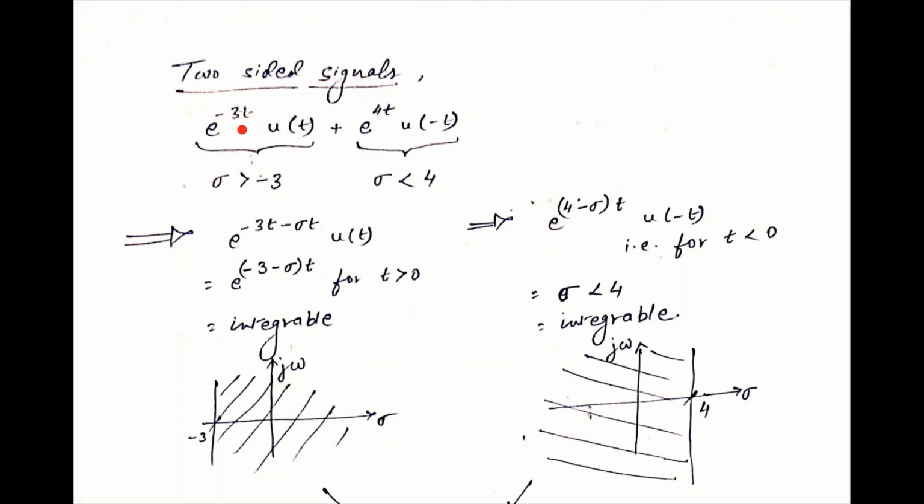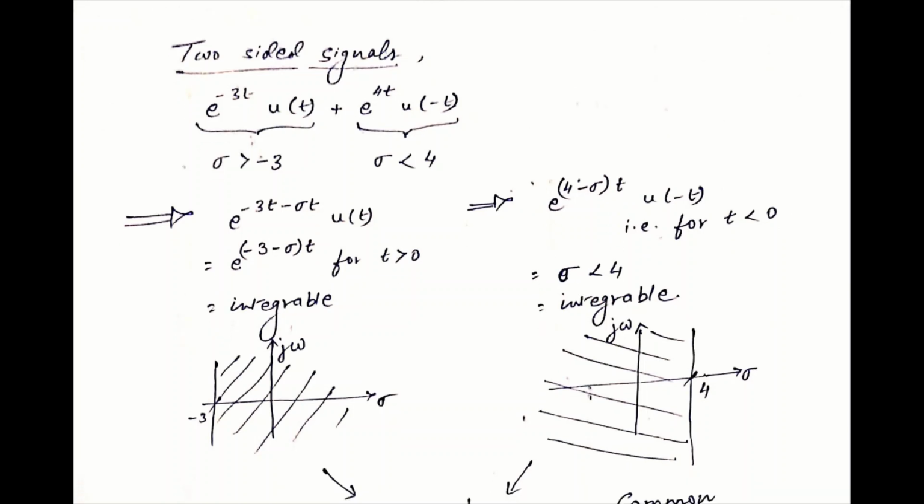We multiply this function with e raised to the power minus sigma t, it becomes e raised to the power minus 3 minus sigma, and when sigma is greater than minus 3, for example, sigma is minus 2, minus 3 minus of minus 2 becomes minus 1, so it becomes e raised to the power minus t, and as you make t tend to infinity, it becomes e raised to the power minus infinity, and its value is 0. So this becomes integrable, and similarly I have shown here that this function is also integrable.